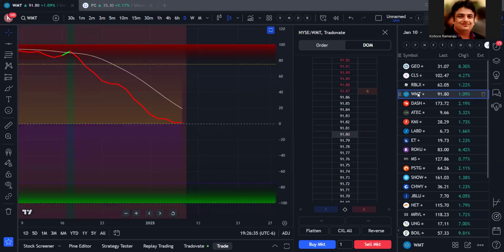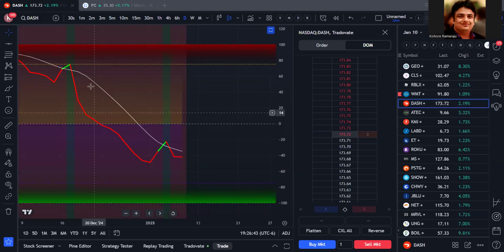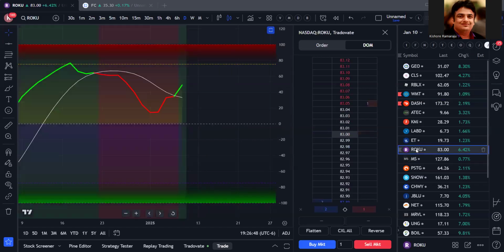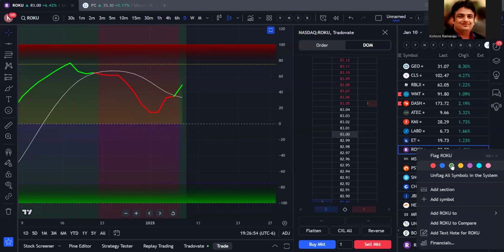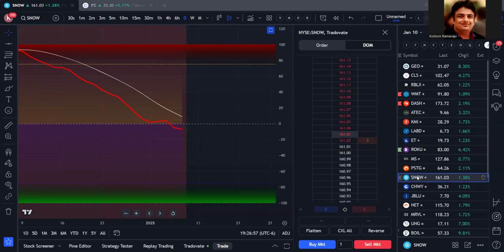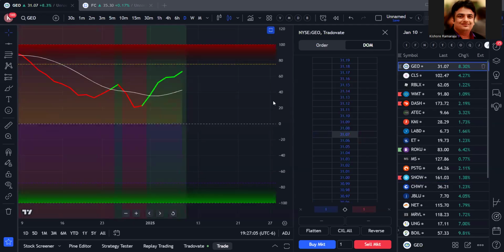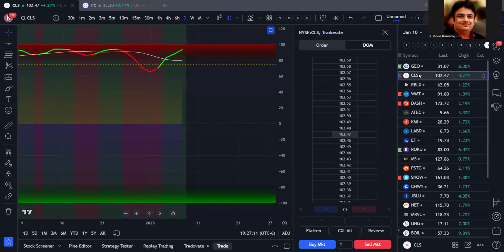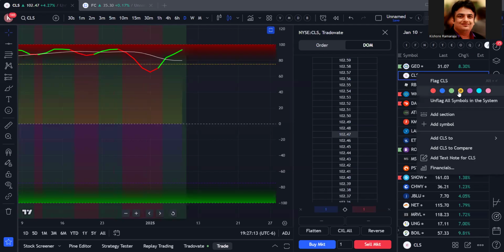If I go to Walmart, somewhat sellers are in control. If I go to Dash, sellers are in control. If I go to Roku, buyers took the control. If I go to Snow, sellers are in control. I go to Geo, buyers are in control. This is like a no touch zone.